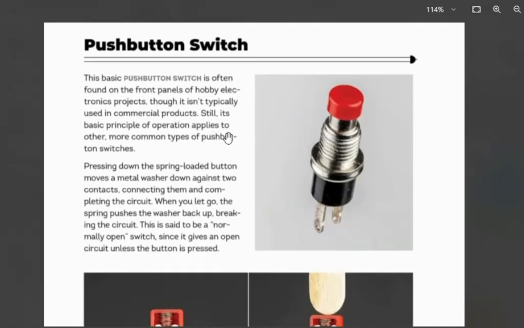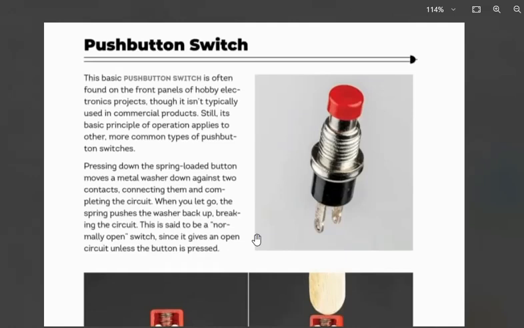to control the flow of current in a circuit. When you press the button, it completes the circuit, allowing electricity to flow. When you release the button, the circuit is broken and the flow of electricity stops. It's simple. And how it works, push button switches typically have a spring loaded button and two metal contacts.